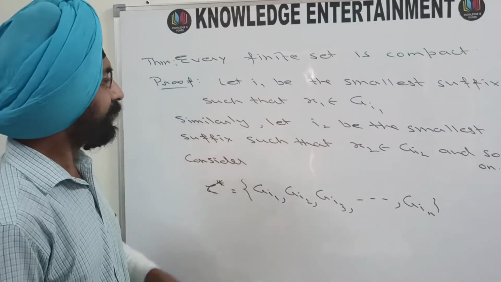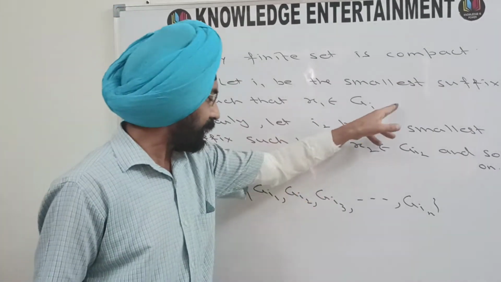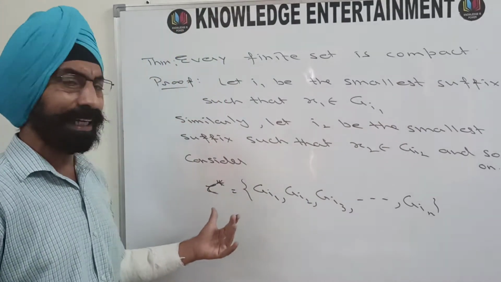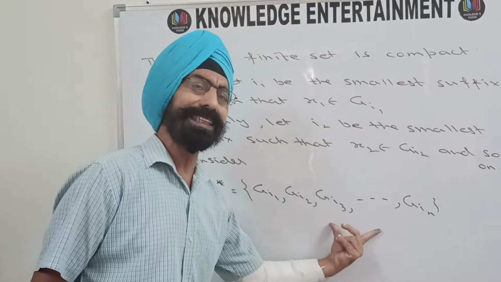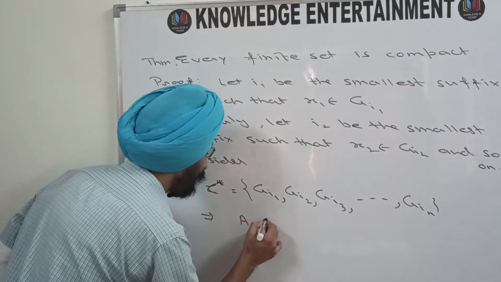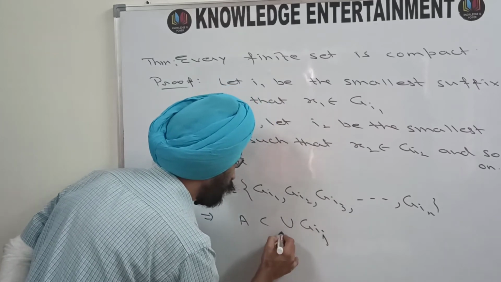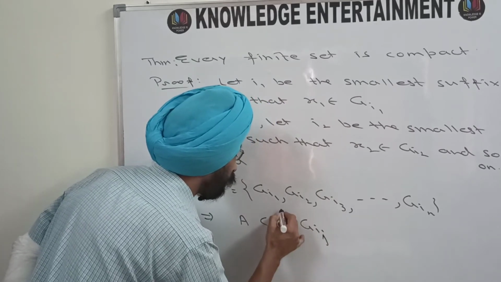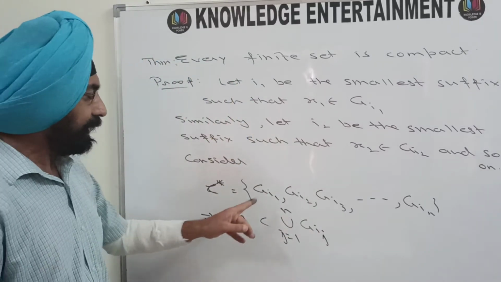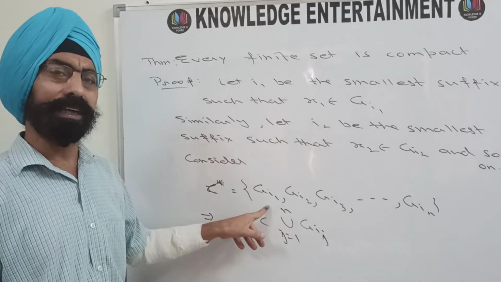Since your x1 is in Gi1, your x2 is in Gi2, your x3 is in Gi3 and so on, your xn is in Gin, that means the whole of the set A is contained in the union of these sets. So you can say then your A is a subset of the union of these Gij's where j is moving from 1 to n.